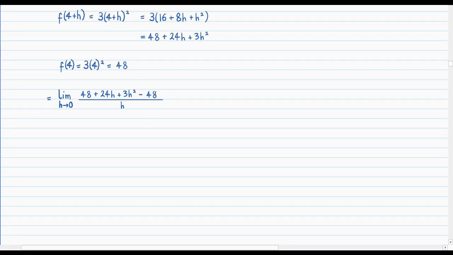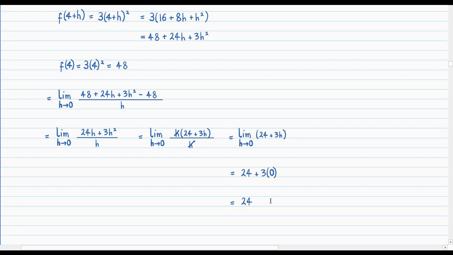and these two 48s will cancel each other out, leaving just 24h plus 3h squared as the numerator. Then you can factor out h, which cancels off with the denominator, leaving you with the limit of 24 plus 3h as h tends to 0. You can now sub in the h value of 0, and you'll finally get the gradient as 24. Notice again that the h in the denominator cancels off. This is very important, and you can only sub in the h value of 0 after this happens, otherwise you'll end up with an undefined value.